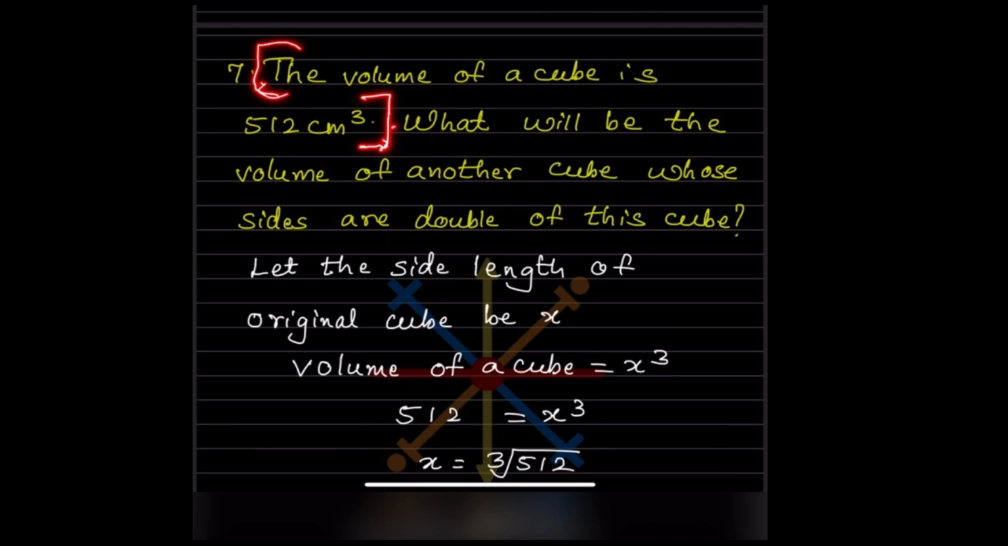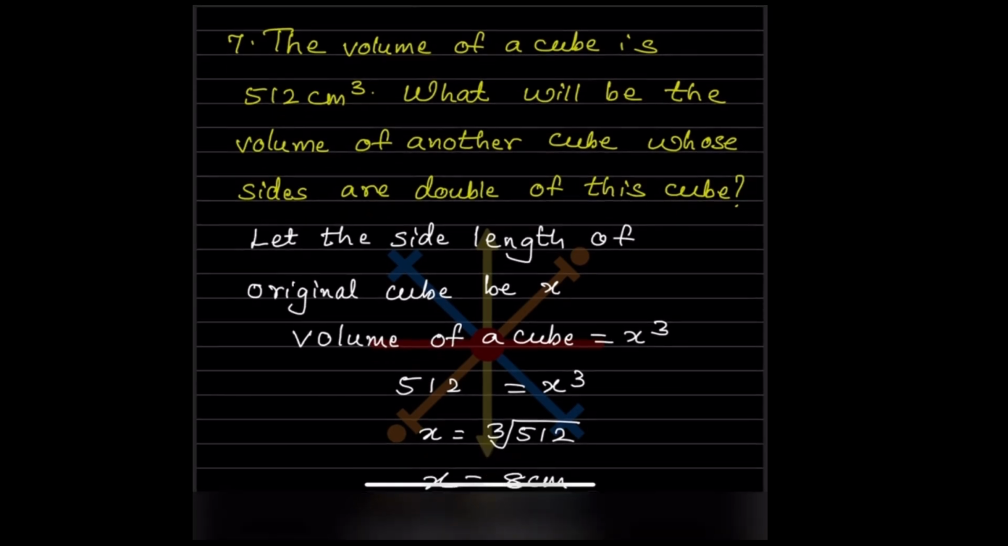Now see here, we have read the full question. It's given here that the volume of a cube is 512 centimeter cube, and they are asking what is the volume of the other cube. Because there are 2 cubes, let us consider the side length of the original cube as x.